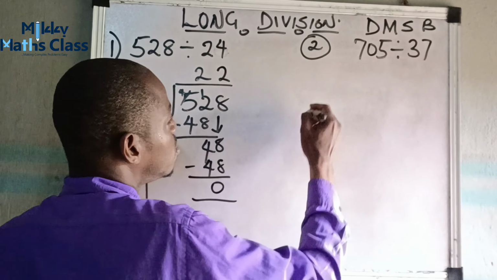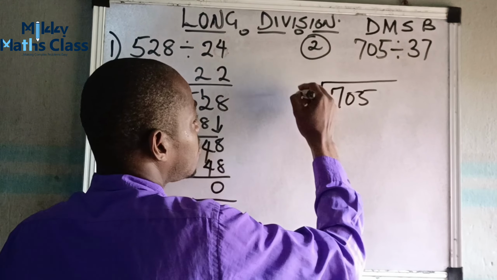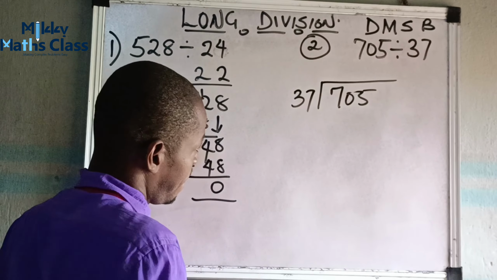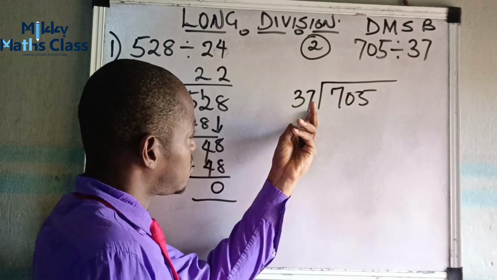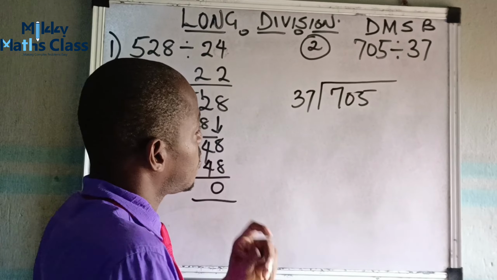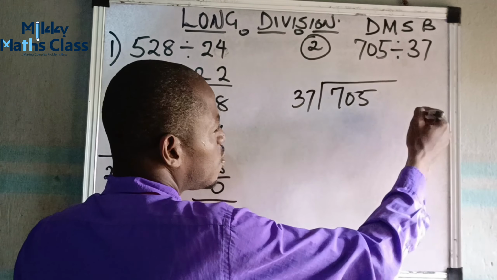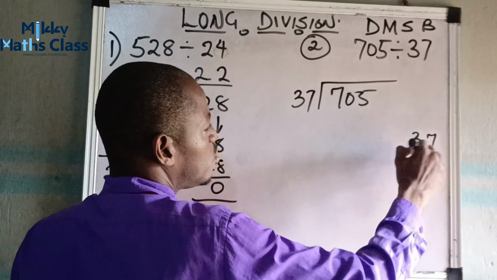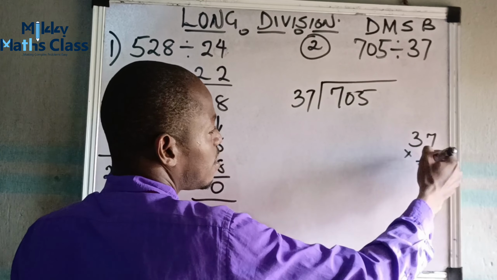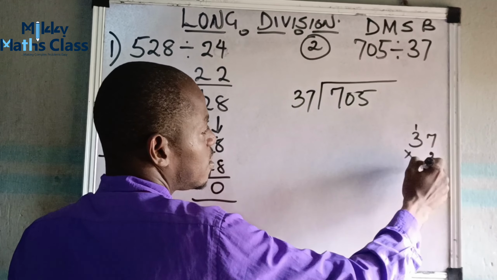Let's look at the second one. 705 divided by 37. Now, look at it. 37 in 7. It's not possible for me to count 37 from 7. So I add it together to become 70. Quickly at one corner of your note or your rough sheet, create the 37 times table. 7 times 2, 14. 3 times 2, 6 plus 1, 74.